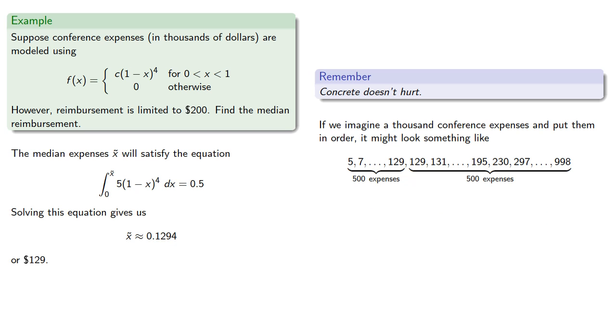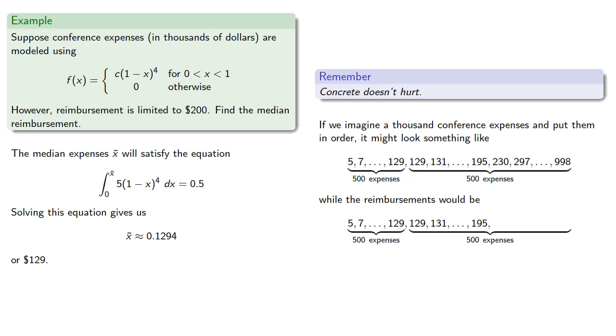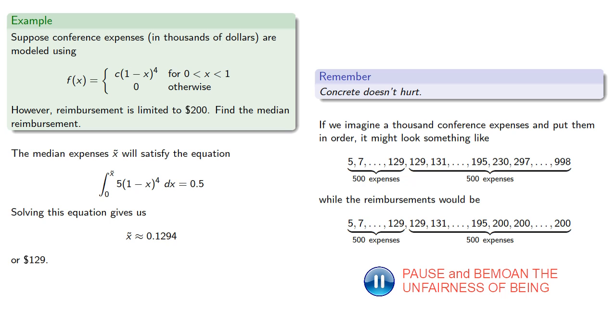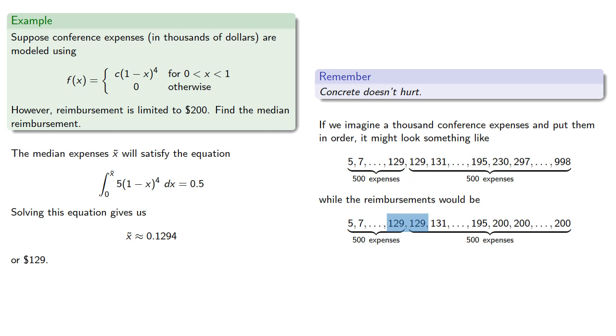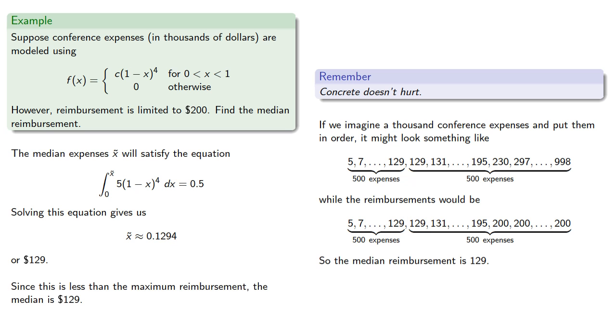But remember, there's a cap on the reimbursement. So the reimbursements would look something like this, where anything that's under $200 would be reimbursed in full, but everything that's over would only be reimbursed for $200. And so the median reimbursement is still between the 500th and 501st values, so it's still 129.